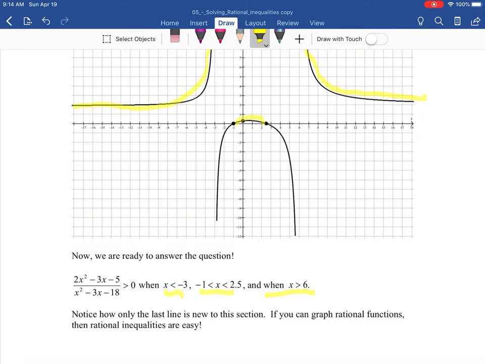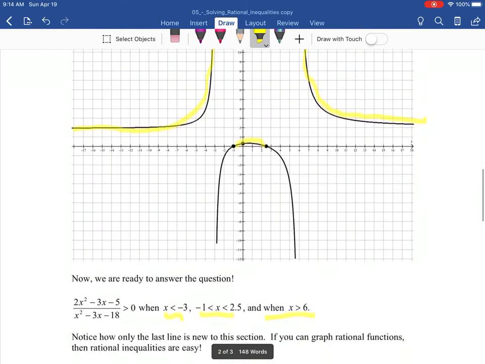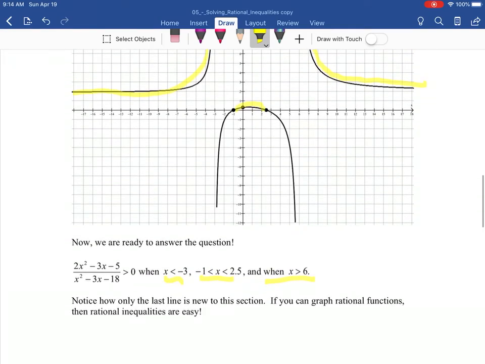If you can't graph rationals, well, you should go back and work on that, because you're seeing this is starting to pile up now. If you can't graph rationals, you can't do this section here, so that's a big problem. So that work is the focus of everything.